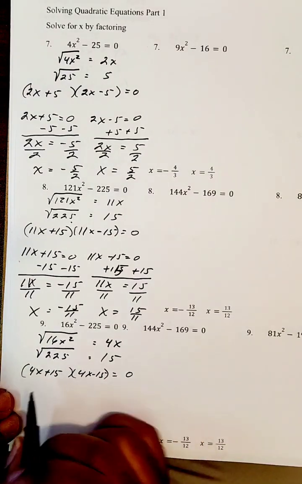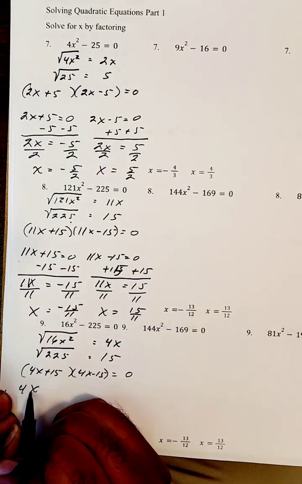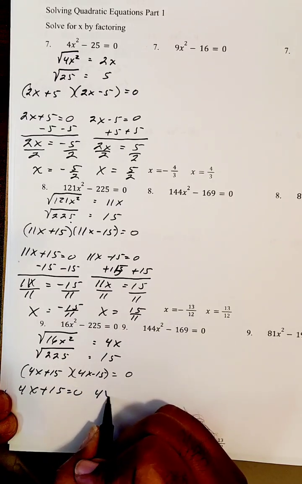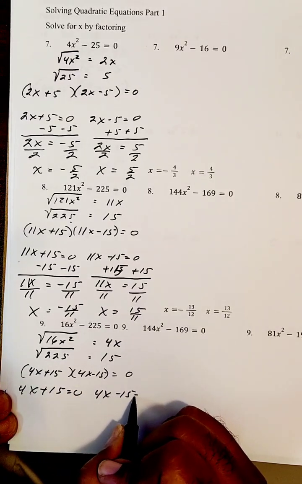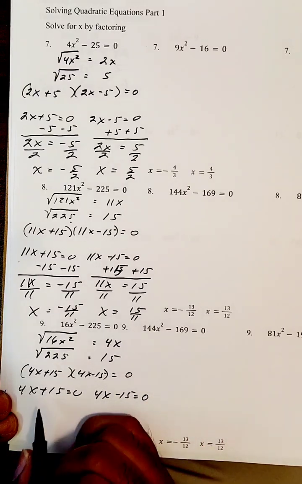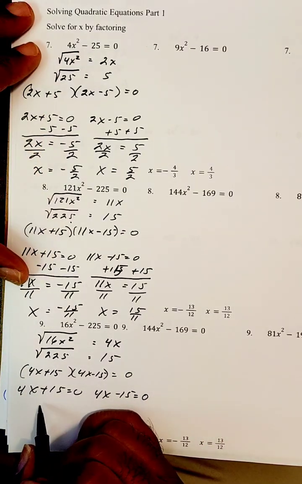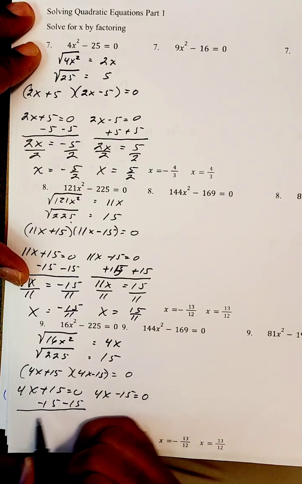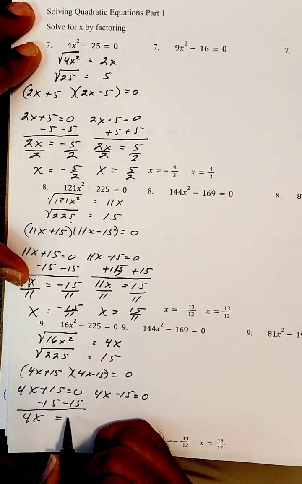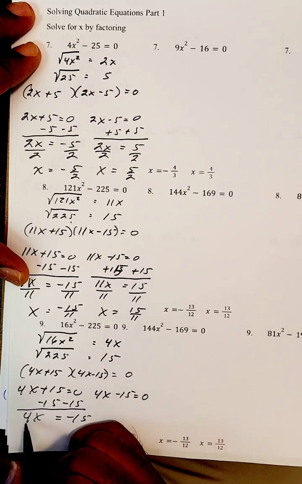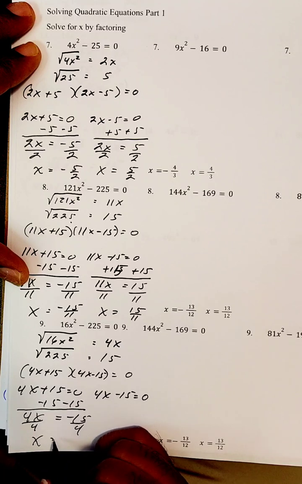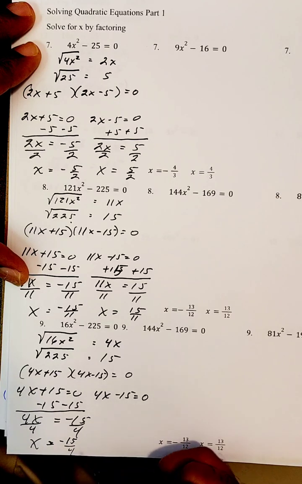Okay, now we can take the two binomials, the 4x plus 15, set it equal to 0 to solve for x, and take the 4x minus 15 equals 0 and solve for x there. So I'm going to subtract 15 from both sides to get rid of the adding 15 here, and we'll get 4x equals negative 15. Then I'll divide both sides by 4. We'll end up getting x equals negative 15 over 4.